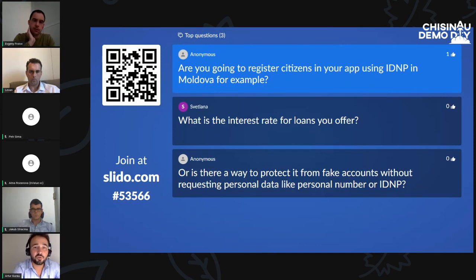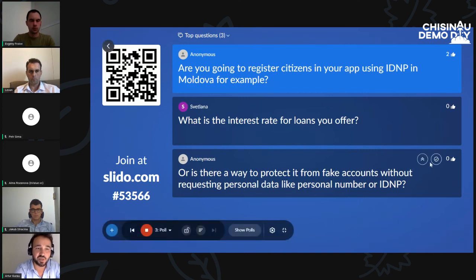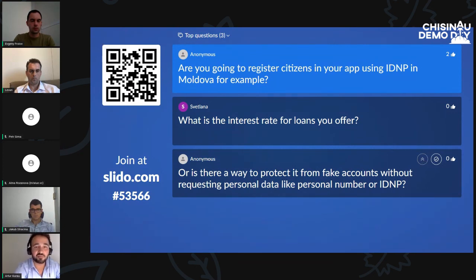Not really. The question about the IDNP for Moldova, for example, we have this question often. We have the possibility to integrate the MPass technology. It's the official identity technology that is used by the Moldovan government. So if there are organizations at the governmental level, we can integrate with MPass for them, but we will not ask people for their personal data. We just don't need that for the sake of the election exercise.